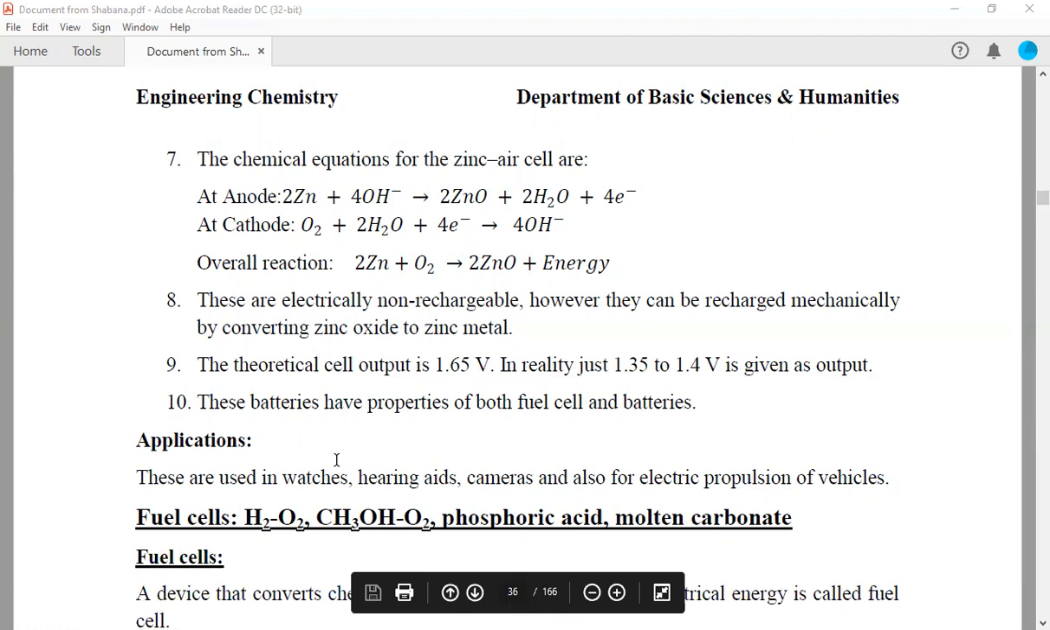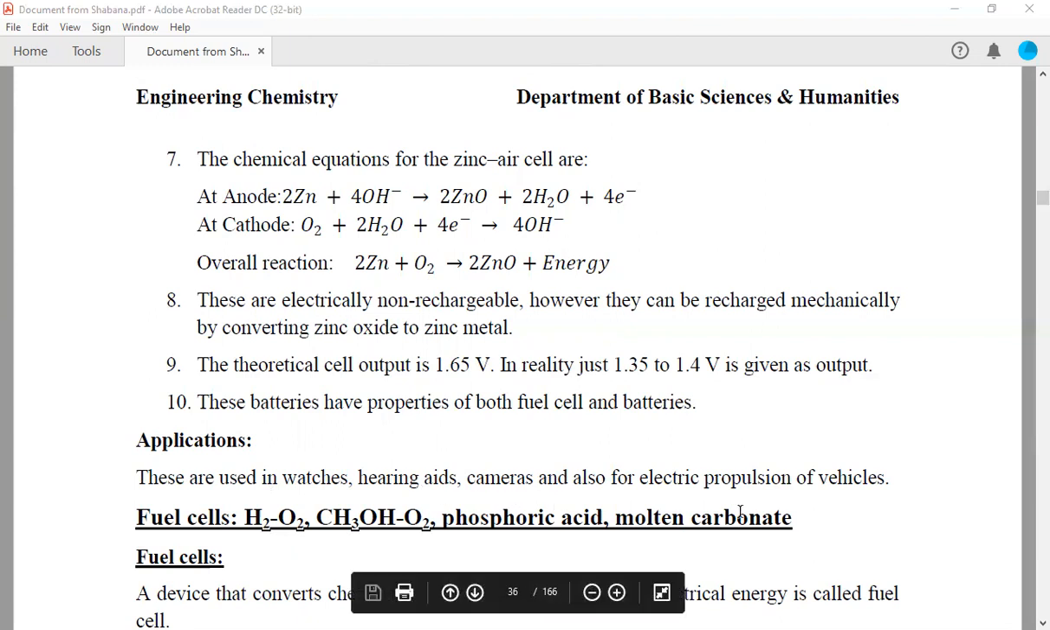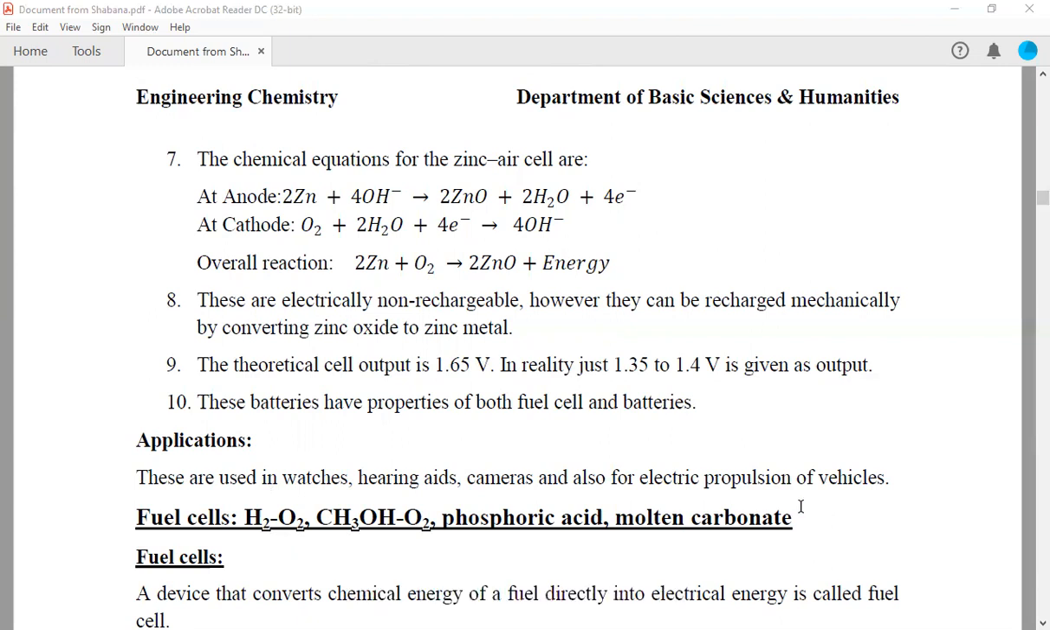So coming to the application of the zinc air battery, they are used in watches, hearing aids, cameras, and also for electrical propulsion of vehicles. So this is about the battery. In the next lecture, I'll discuss the fuel cell.